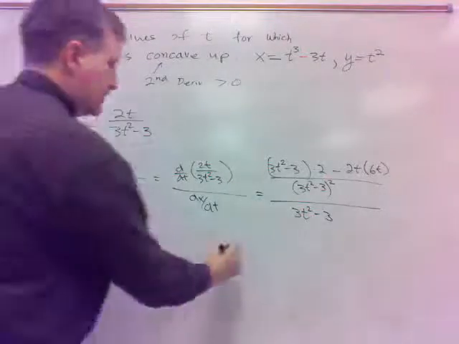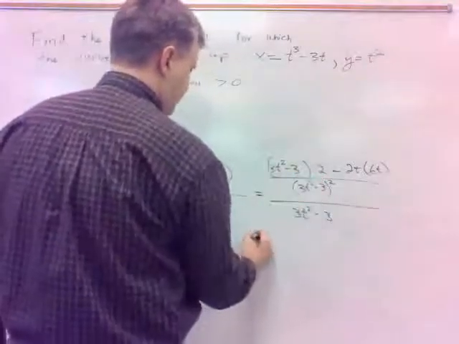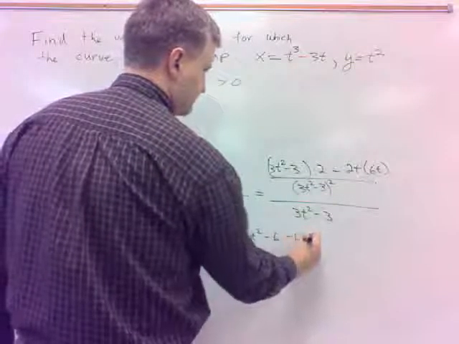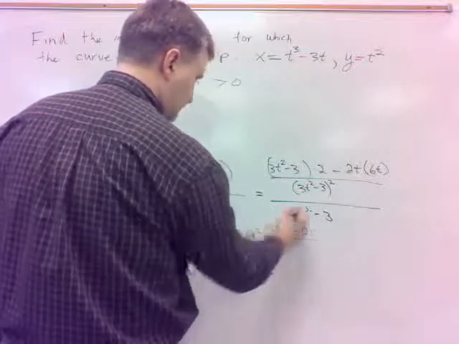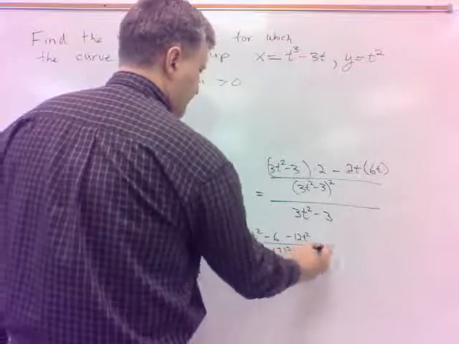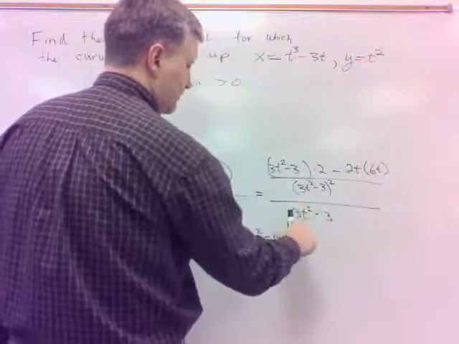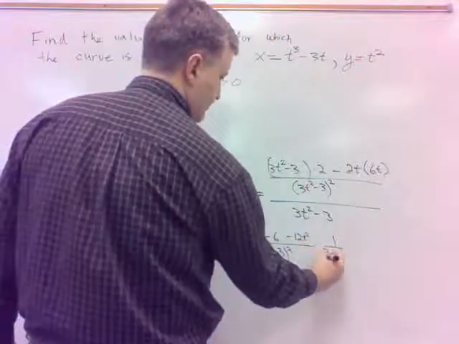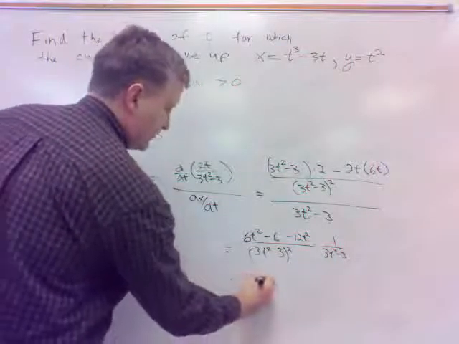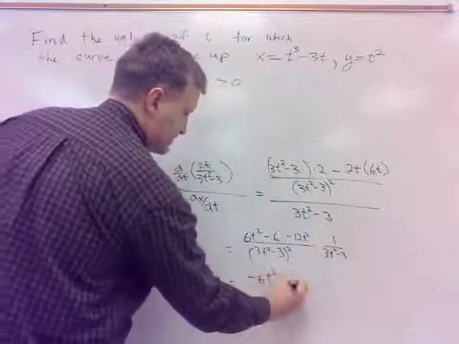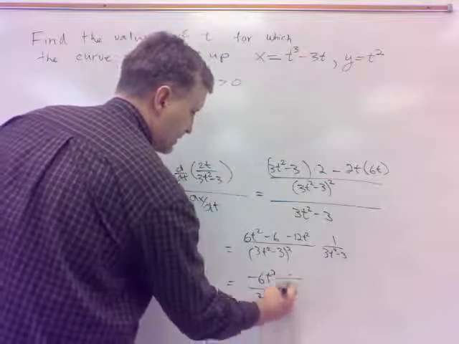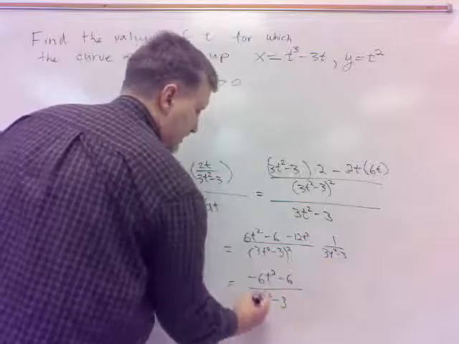Well, that's going to be 6t squared minus 6 minus 12t squared over 3t squared minus 3 squared, times, well, divided by 3t squared minus 3 means times 1 over 3t squared minus 3. So my second derivative winds up being negative 6t squared minus 6 over 3t squared minus 3, and notice that's cubed now.